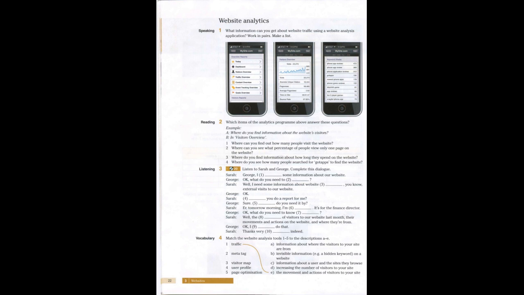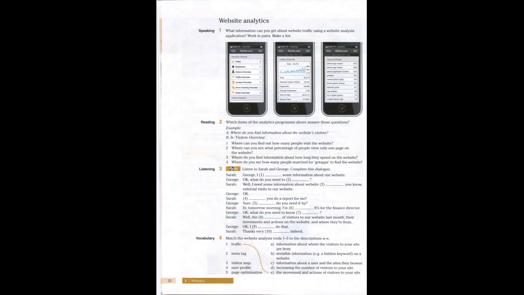Today we are going to continue the third unit of the book about websites. We stopped at this point, vocabulary. Match the website analysis tools from 1 to 5 to the descriptions A to E. So these are some terms related to website tools, and we want to match them to their definitions.